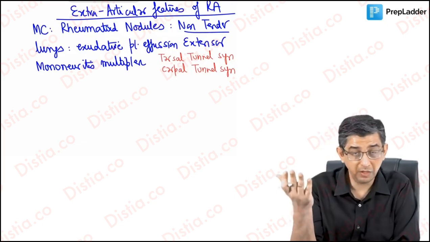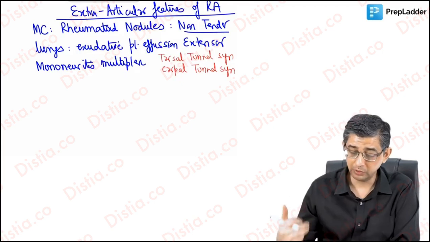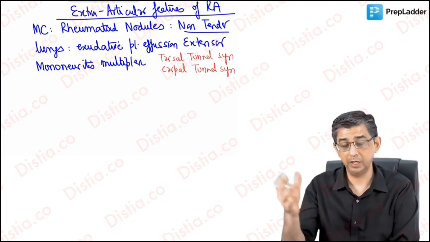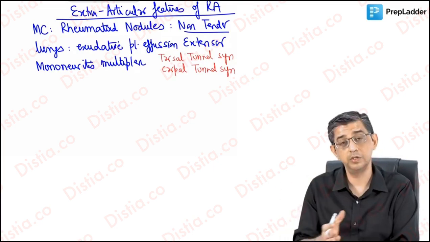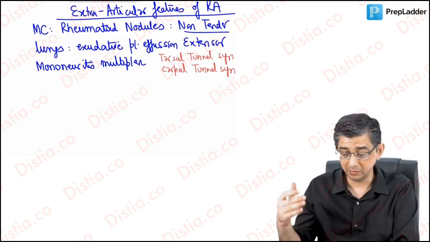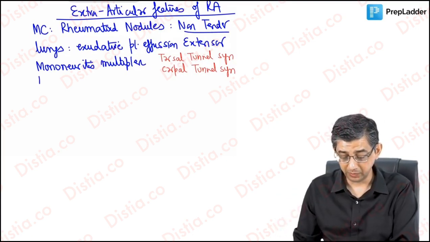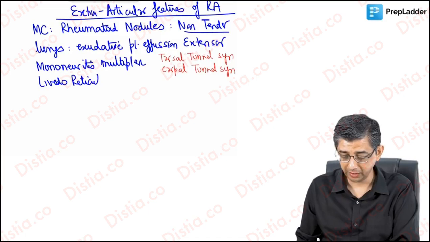So if they involve the peripheral nerves, then a combination of these two can be seen. Just like in a multiplex hall, multiple movies are running, similarly here the term is mononeuritis multiplex. That means multiple peripheral nerves are involved simultaneously. Apart from this, he can mention a skin manifestation, livedo reticularis.